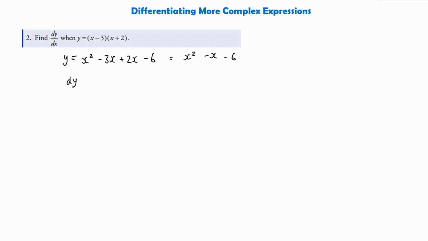So we say that dy by dx, bring the power down to the front, subtract 1 from it, minus x is going to give us minus 1. And if you remember, we said that any constants will just disappear. So our derivative of y is going to be 2x subtract 1.